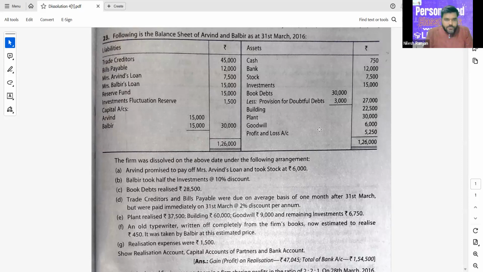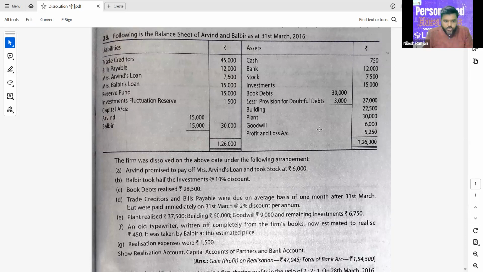After that, there is a reserve fund, investment fluctuation reserve, capital accounts of Arvind and Balbir, and the profit and loss account. On the asset side, provision for doubtful debt is also given. Arvind promised to pay off Mrs. Arvind's loan and took stock at 6,000. Balbir took half the investment at 10% discount.